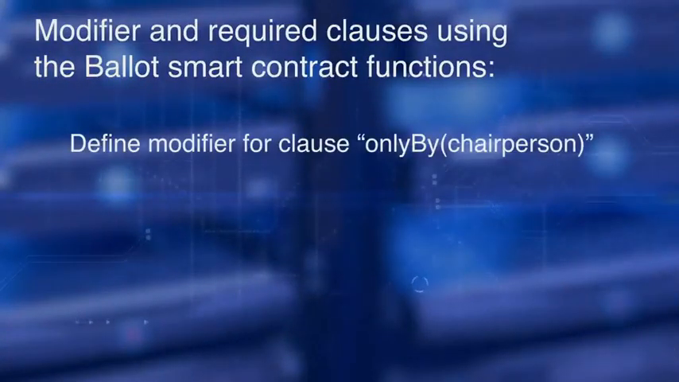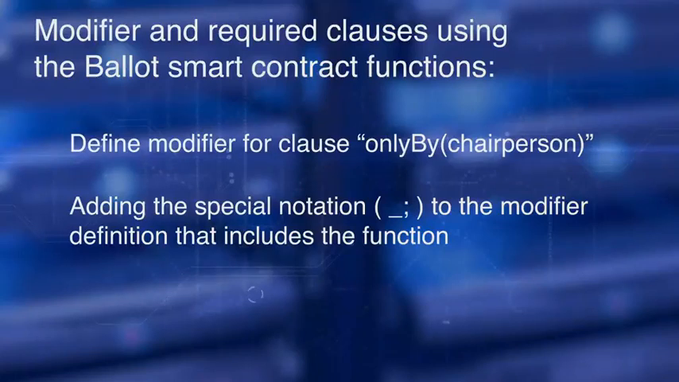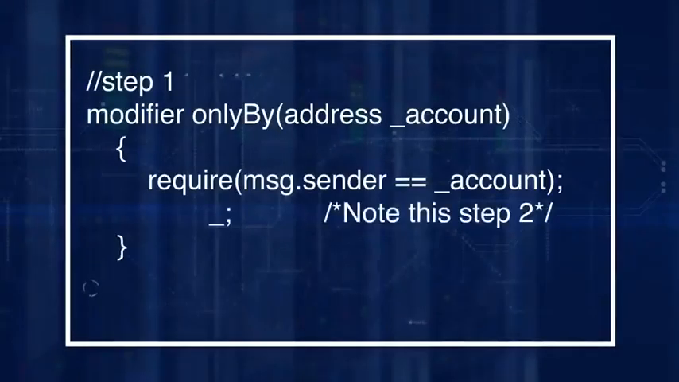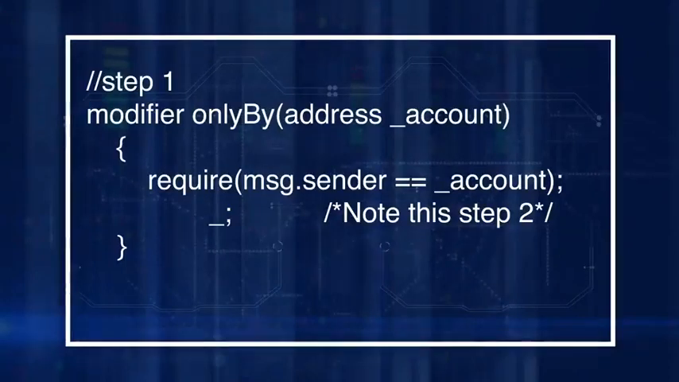Define modifier for the clause only by chairperson. Adding a special notation underscore semicolon to the modifier definition that includes the function. Using the modifier clause in the function header. Step 1 is a definition of the modifier only by. We allow only the chairperson who created the smart contract ballot to register any new voters.